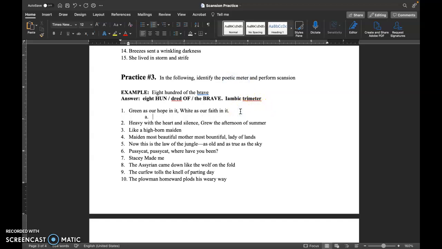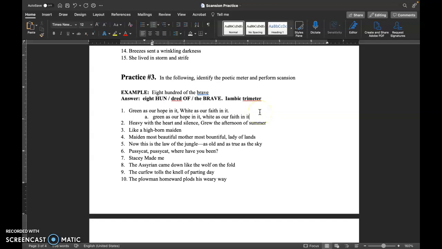Okay, let's see number 1. Green is our hope in it, white is our faith in it. So we're going to do the exact same process as we have been doing. Don't do anything different. Okay. So now I have that line again. Let me ask myself, are there any words that have multiple syllables? And the answer is no. These are all single syllable, monosyllabic words, right? So nothing needs to be separated. Easy. Now I'm going to say it as naturally as possible and see what I hear the most.